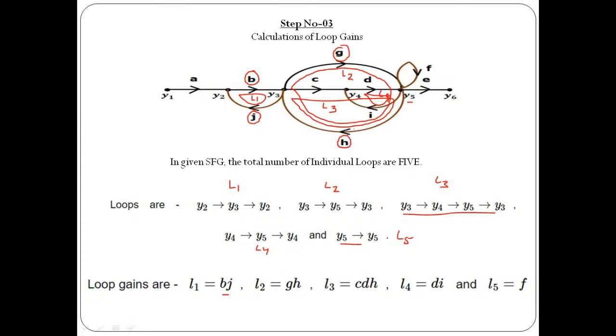The sequence you may take anything. You may write this as H into G, or you may write this as G into H. You may take this as loop number 4, or you may take this as loop number 1. That doesn't matter. The thing is that we need to carefully identify how many individual loops are there, and we need to carefully obtain their loop gain. That is important. In the same way, if you apply the logic, we can find out the values of L3, L4, and L5.